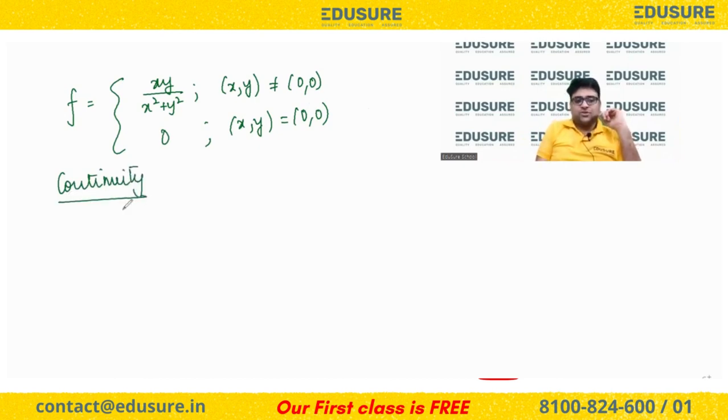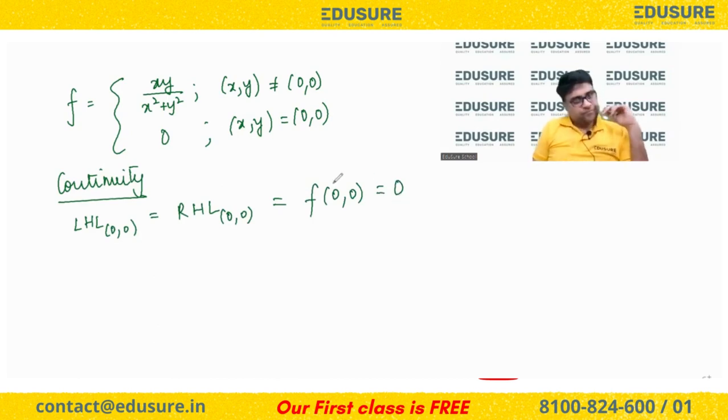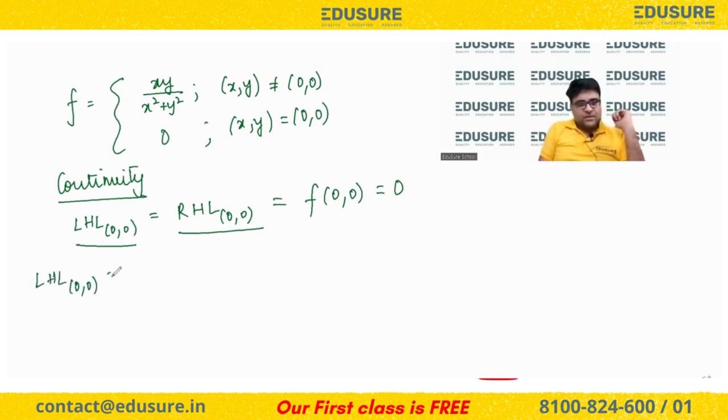Continuity will be established if left hand limit at 0, 0 is equal to right hand limit at 0, 0 is equal to the functional value at 0, 0, which is equal to 0. Okay. So LHL and RHL should be equal to 0. Now LHL, left hand limit at 0, 0 is basically limit h tends to 0 f of 0 minus h comma 0 minus h.